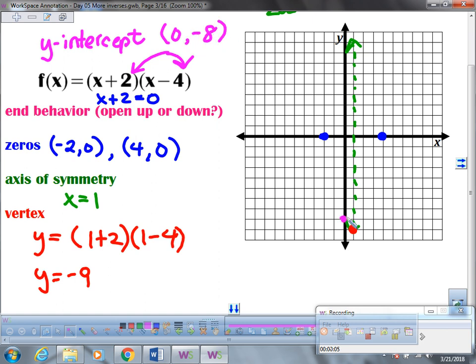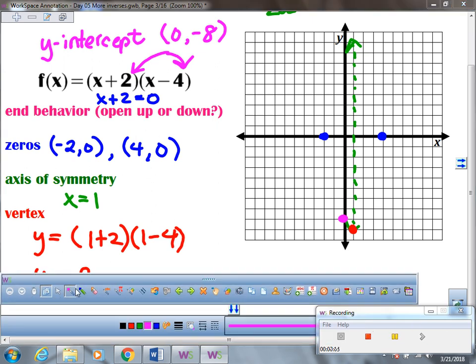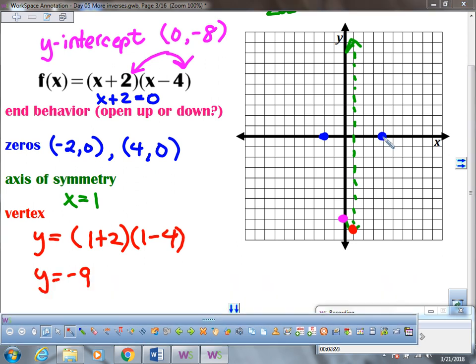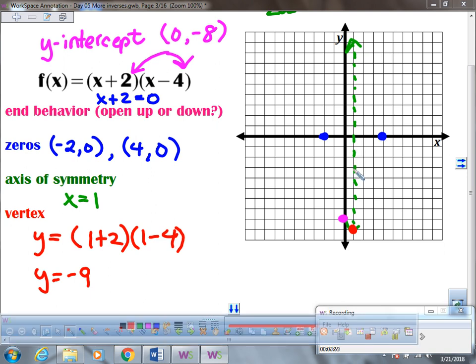Okay. Taylor, you want to explain a different way that you found the vertex? Taylor went down over 3 and down 9. Why in the world would she do that? She said it's 3 over here, so I'm going to go over 3 and down 1, 2, 3, 4, 5, 6, 7, 8, 9. How did she know that? Taylor, how did you figure that out?